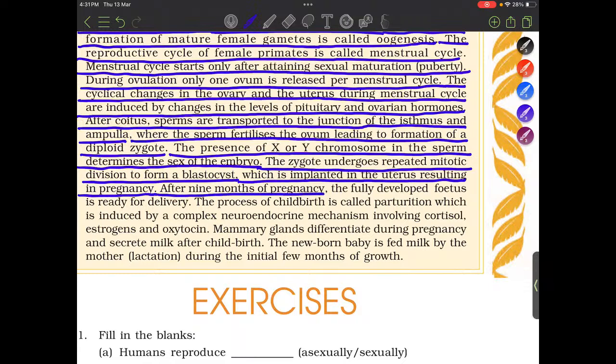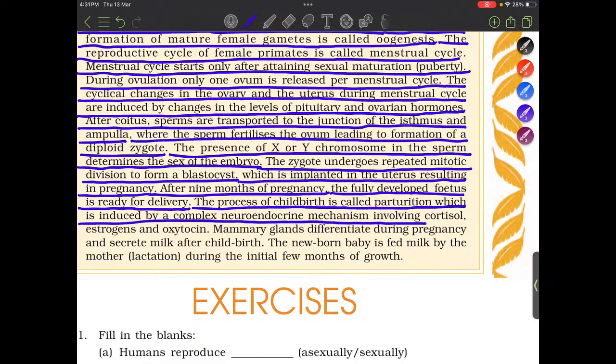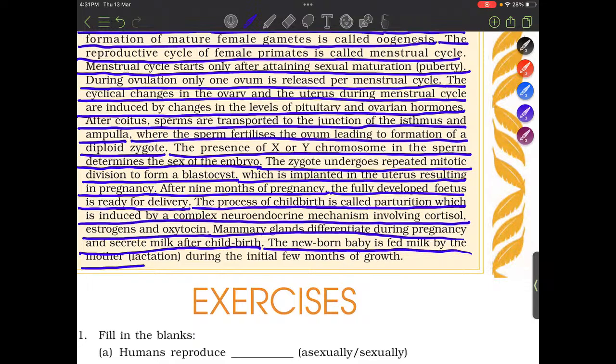After 9 months of pregnancy, the fully developed fetus is ready for delivery. The process of childbirth is called parturition, which is induced by a complex neuroendocrine mechanism involving cortisol, estrogen, and oxytocin. Mammary glands differentiate during pregnancy and secrete milk after childbirth. The newborn baby is fed milk by the mother, called lactation, during the initial few days of growth.